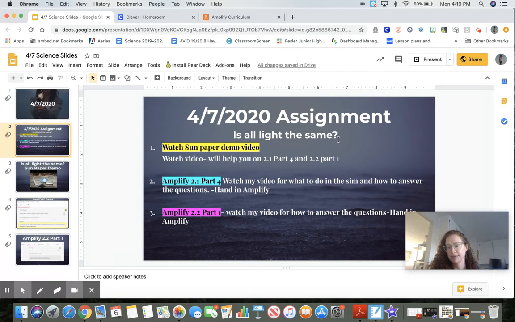It's all light the same, but we're going to investigate it in some different ways. So I have a video right here on slide 3 to show you that's doing a demo with a different kind of paper. And then what I'm going to focus on for today is we're going to get into the sim and look at how light is different. And then we're going to end in starting 2.2.